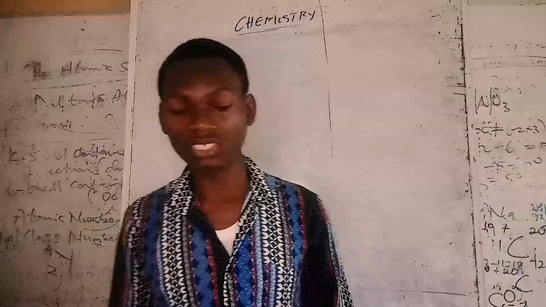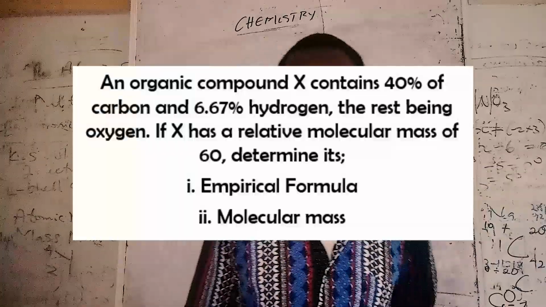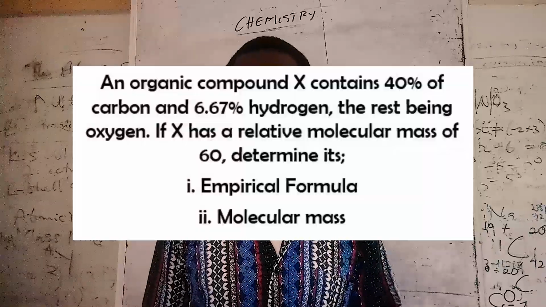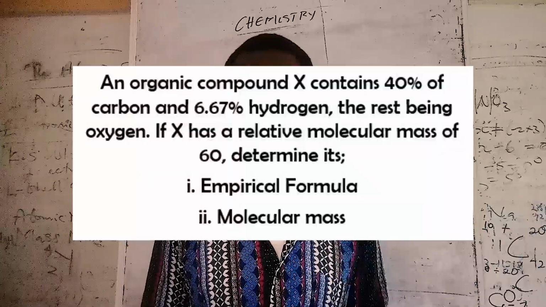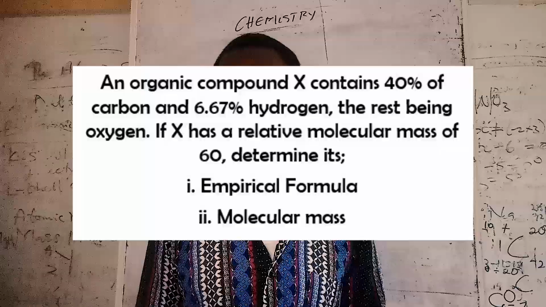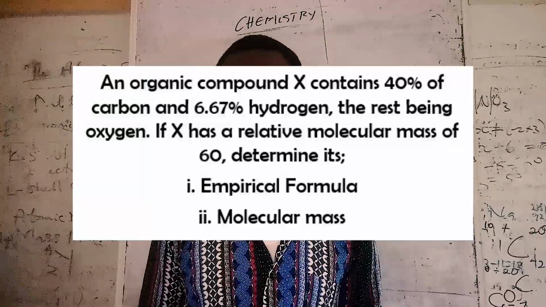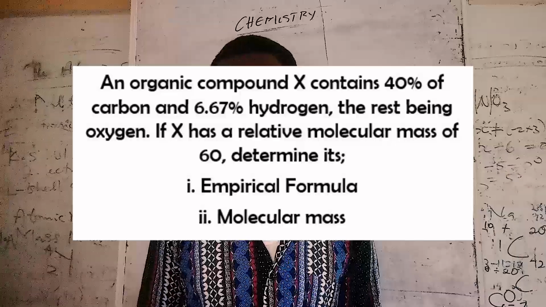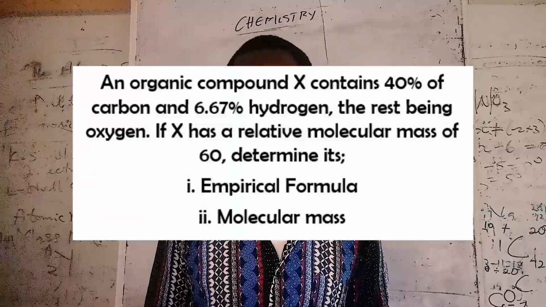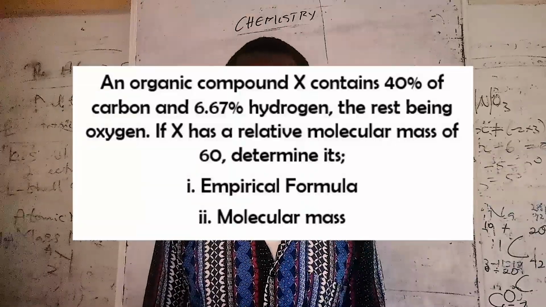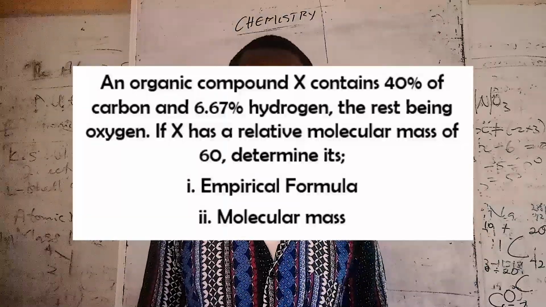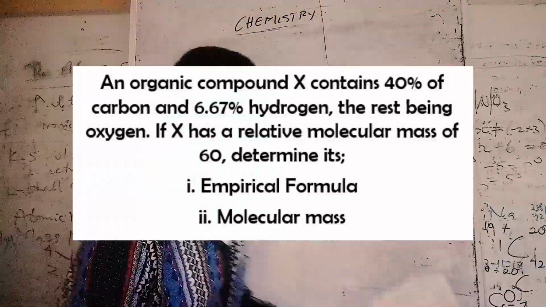Now let's consider this question. An organic compound X contains 40% of carbon, 6.67% of hydrogen, and the rest of the percentage being oxygen. If X has a relative molecular mass of 60, determine its empirical formula and molecular formula. We are given the mass numbers of hydrogen 1, carbon 12, and oxygen 16. Now let's simply do that.